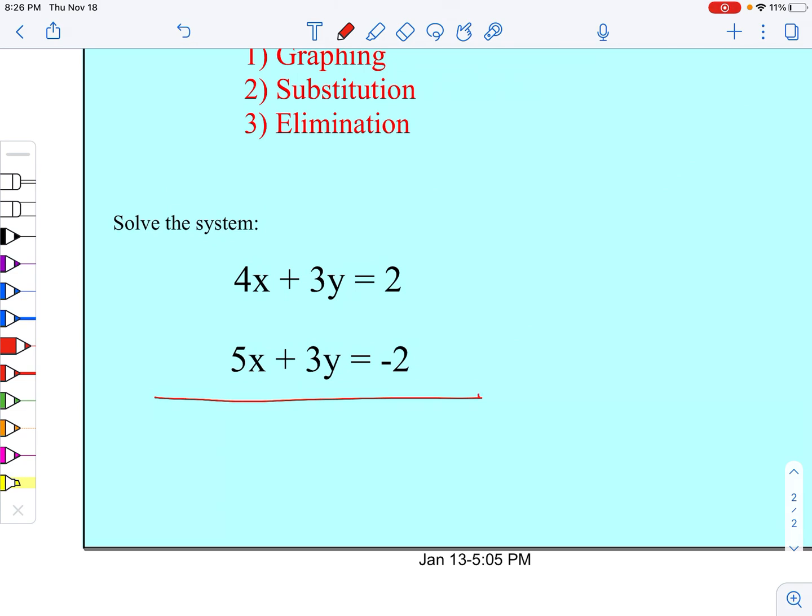So I'm going to draw my line and then make my one big decision. Should I add or subtract these 2 equations together to eliminate? If I'm looking at the y's here in this case, 3y and 3y, I'd have to subtract those to be able to eliminate. So I'm going to make the decision that I am going to subtract.